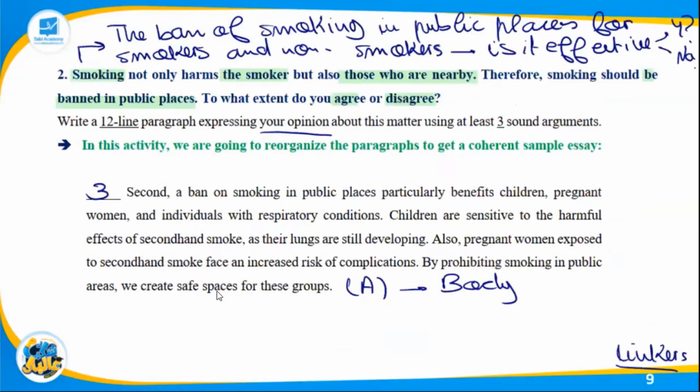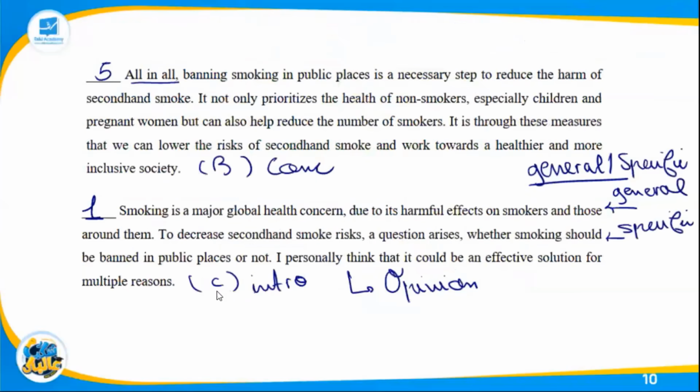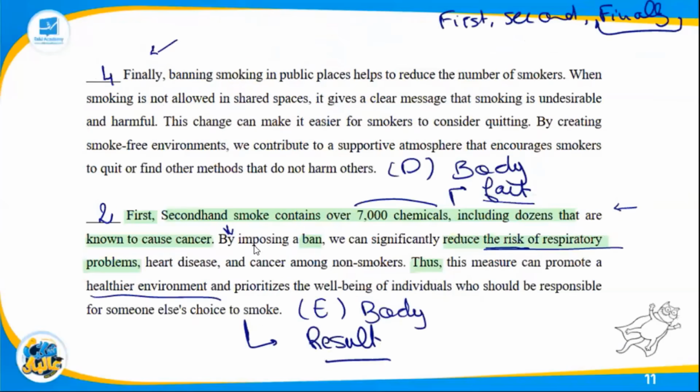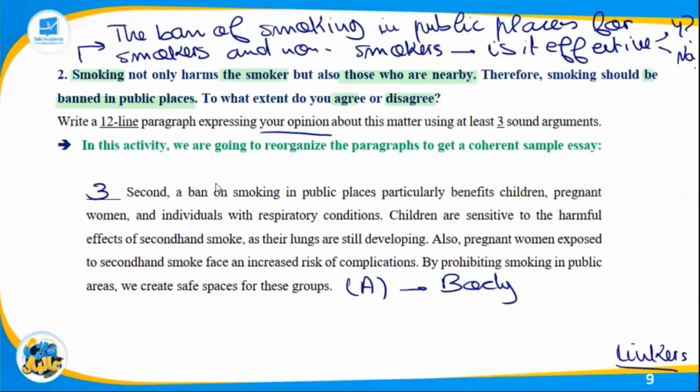A ban on smoking. If you noticed, I'm using different synonyms, because I had imposing a ban. Now I said a ban on smoking, I'm not repeating the same term, to avoid repetition. A ban on smoking in public places particularly benefits children, pregnant women and individuals with respiratory conditions.